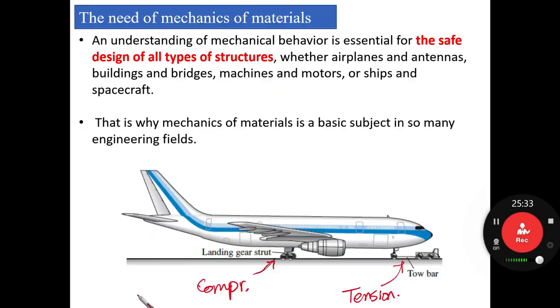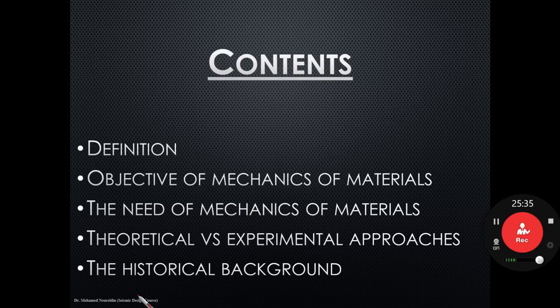Let's recap what we have mentioned in today's lecture. I have touched upon five main points. I gave some definition for mechanics of materials, and we said that it's a branch of applied mechanics. And we mentioned the main objective of mechanics of materials, which is stresses, strains, and displacement.